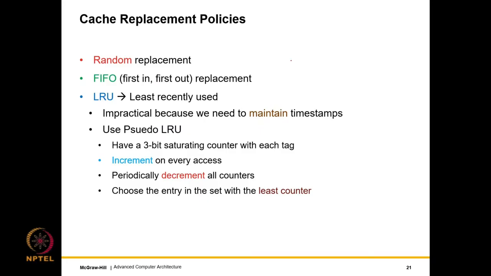So what are the replacement policies? Well, the replacement policy would be like this. Let's say it's a k-way set associative cache. So in every set there will be these k ways, right?